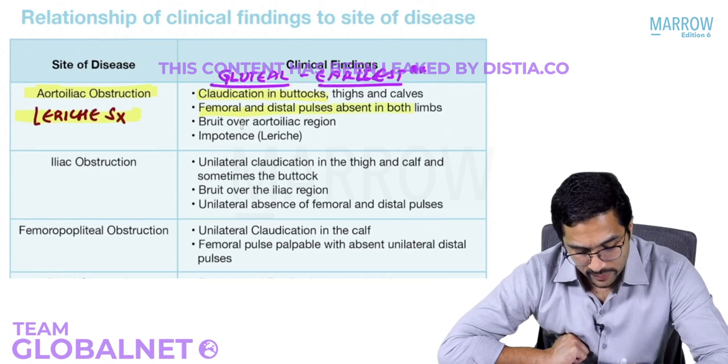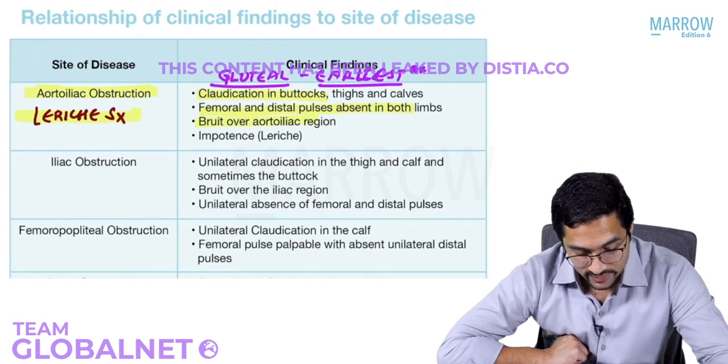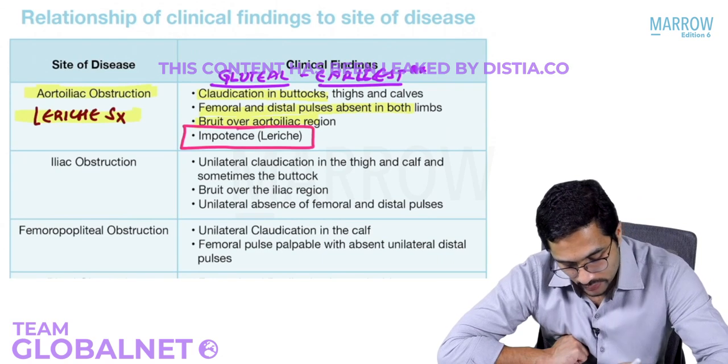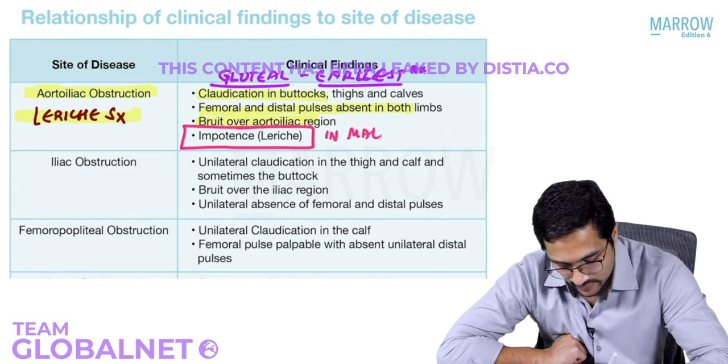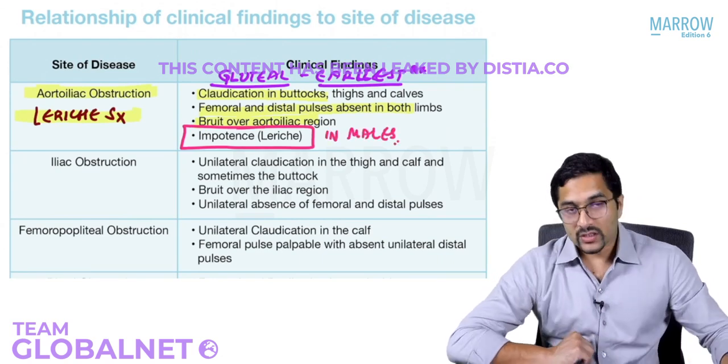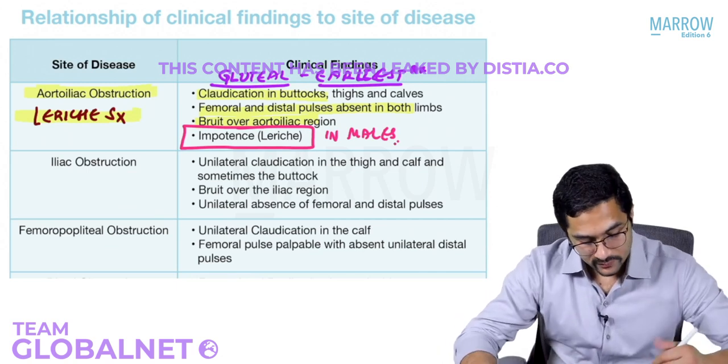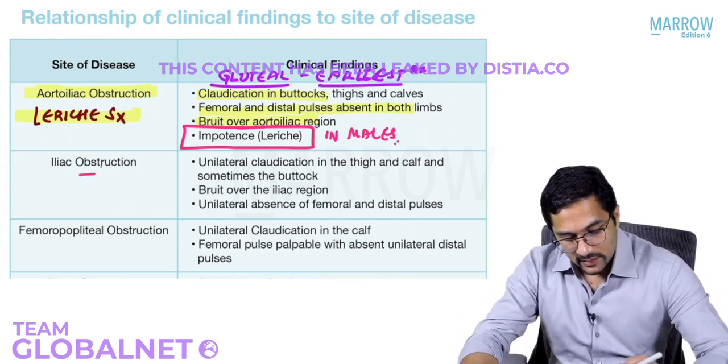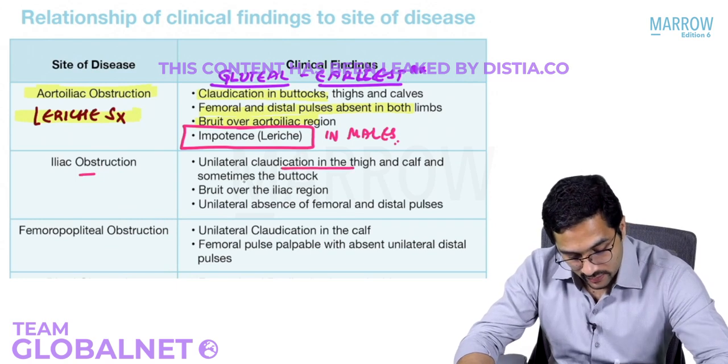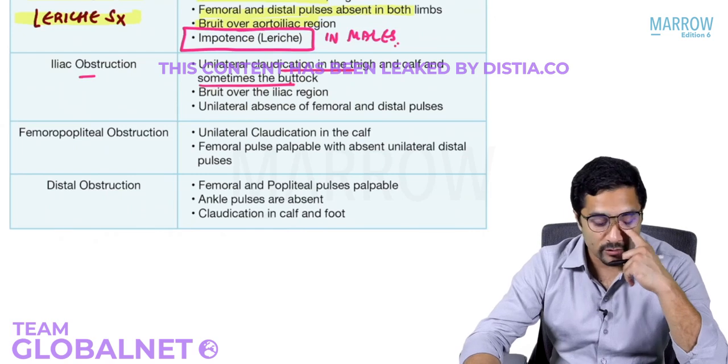There can be absence of pulses, there can be bruit over the aortoiliac region, and there can be impotence in males. This is another thing which has been asked in the exam. So this is Leriche syndrome, which you should know. If there is iliac obstruction, then there will be claudication in the thigh and the calf, sometimes the buttock, and there will be unilateral absence of pulsations.